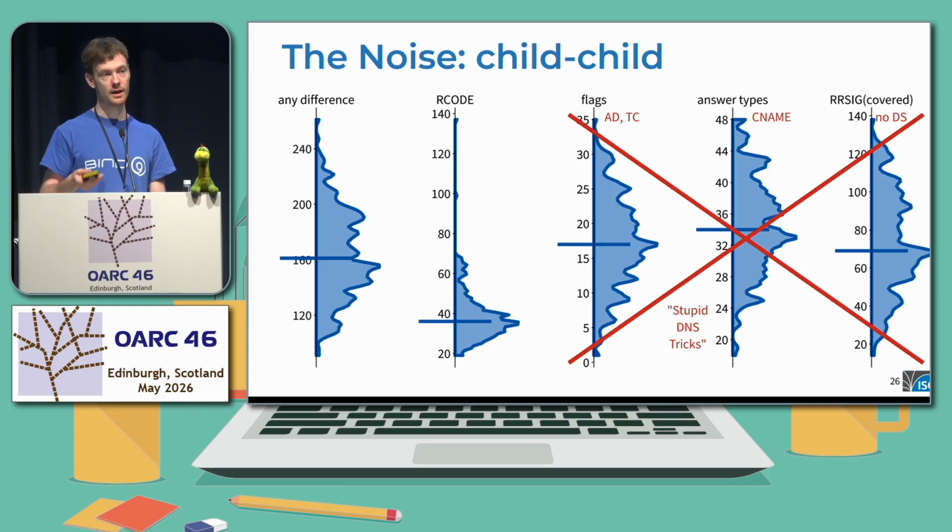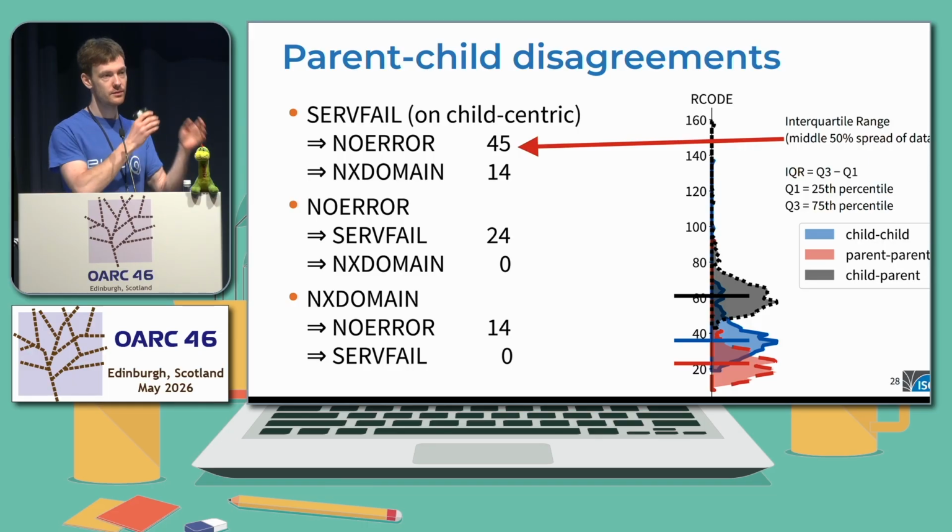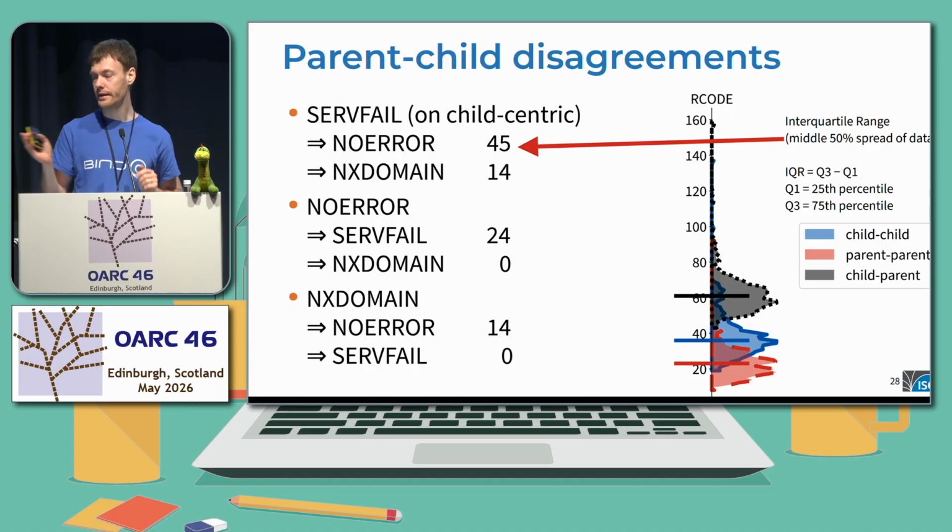So we are basically left with RCODEs, which is luckily a much smaller set, much easier to inspect by hand. We've repeated the same test, now running the parent-centric version twice in parallel again to find out what the noise floor is. You can see that it's a little bit less noisy than the child-centric resolver, which is nice. And then the real test, comparing child-centric versus parent-centric running in parallel, and now the number of differences in RCODE jumped up.